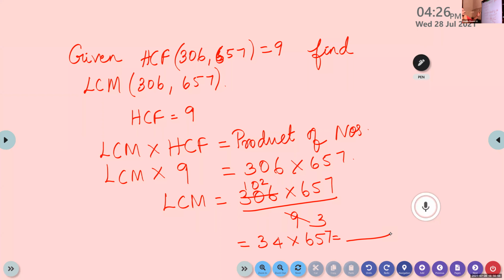Okay, LCM is not given. HCF is given and the numbers are given. We are asked to find LCM. LCM into HCF is equal to product of the numbers. So we use that. The answer is 22338. Good.